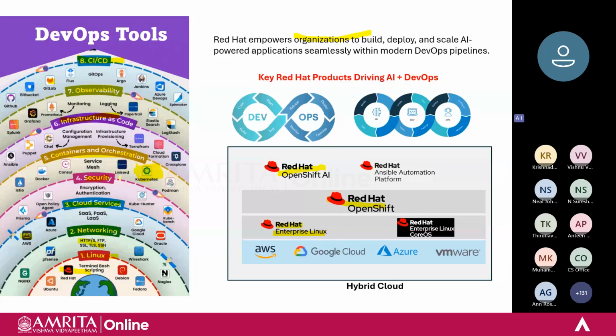Mostly companies who are running AI workloads are using OpenShift on NVIDIA graphics cards. They have the NVIDIA infrastructure, and on top of that they install OpenShift. On OpenShift, they install their LLMs or AI/ML workloads. So definitely there will be good scope both in DevOps and AI platforms.